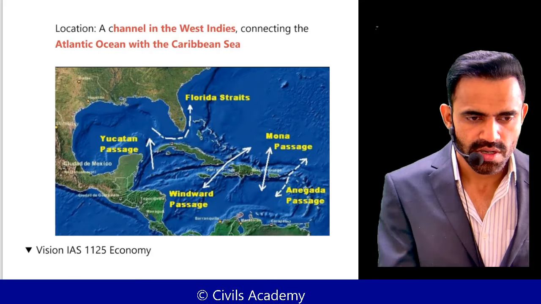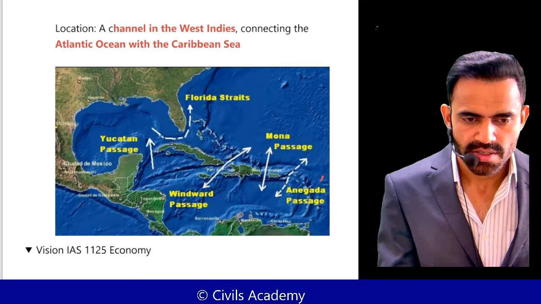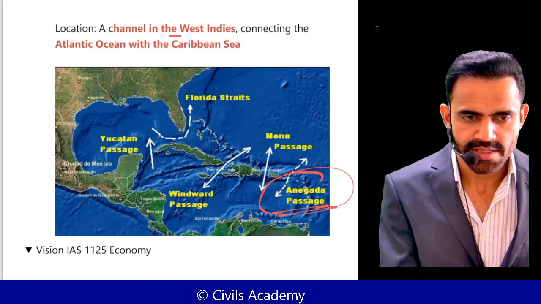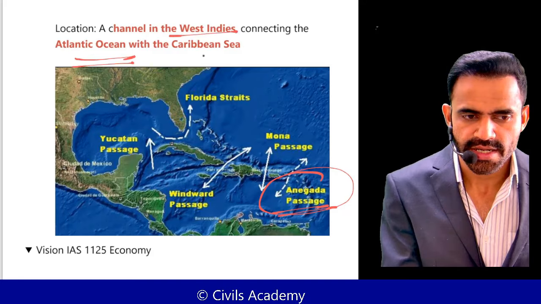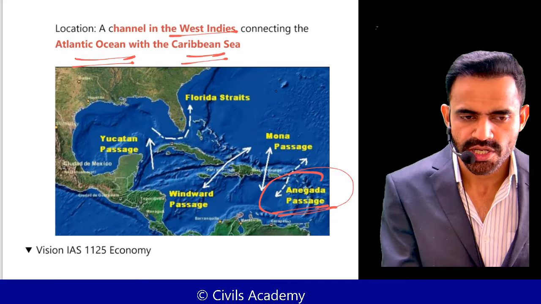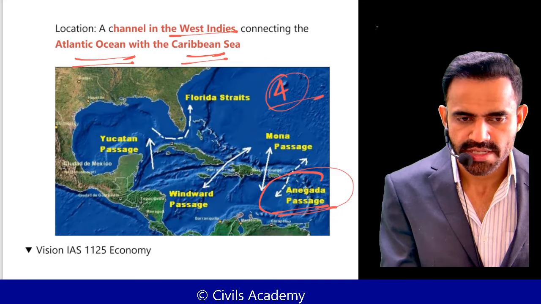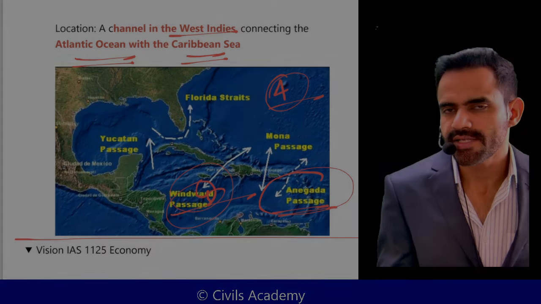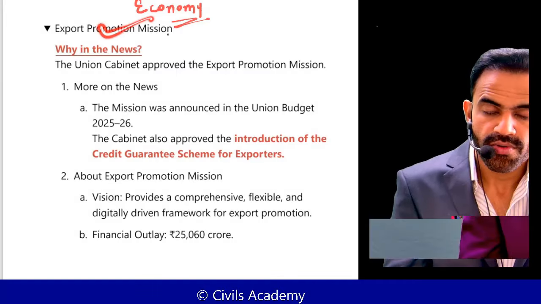So this is the Anegada Passage. This is a channel in the West Indies, and it connects the Atlantic Ocean with the Caribbean Sea. So this side is the Atlantic Ocean, and this is the Caribbean Sea. Okay. With this, the IR section is over. Okay, so now we are going to start the economy section.